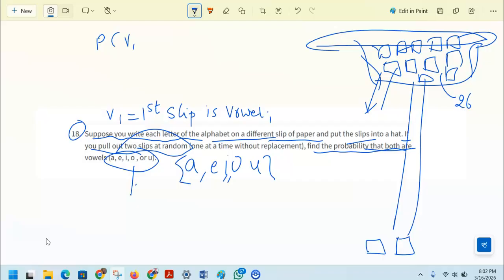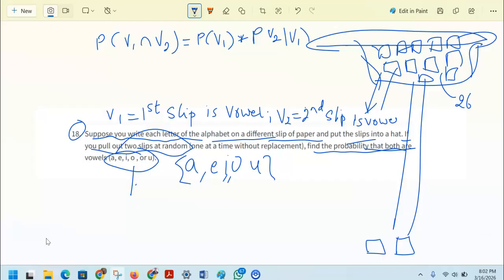And V2 is the second slip shows also a vowel. Second slip is a vowel. And the question is, what is the probability that the first one is a vowel and the second one also is a vowel. So the multiplication rule says you write the probability of the first one times the probability of the second vowel when you know that the first one is a vowel.